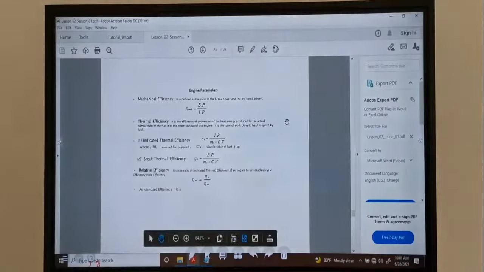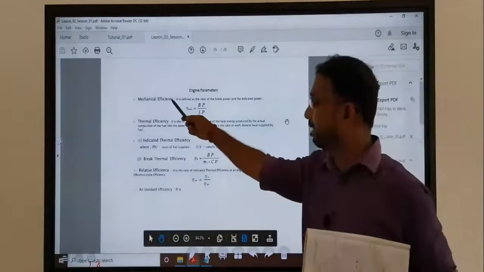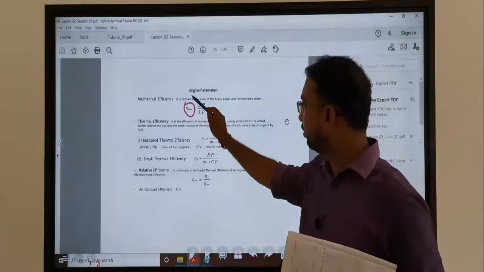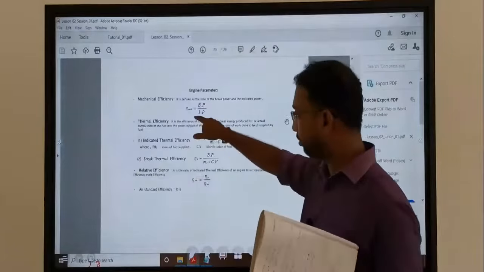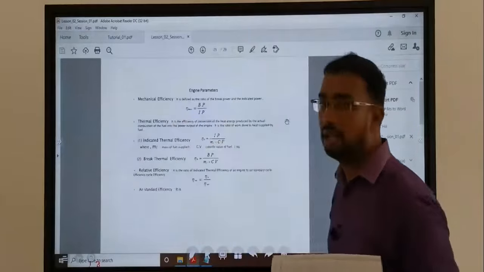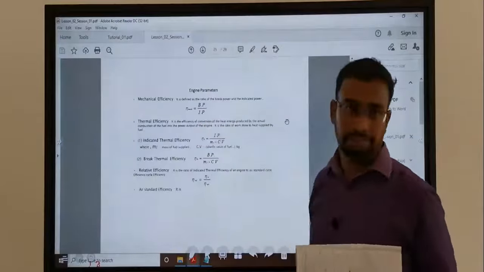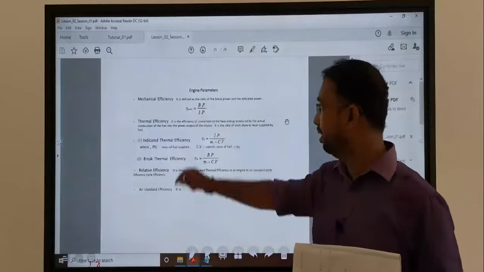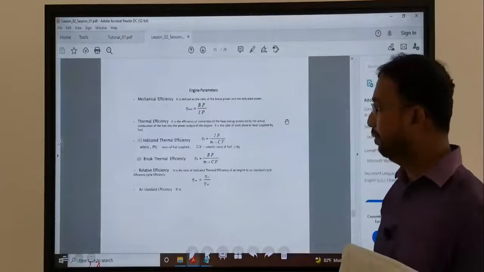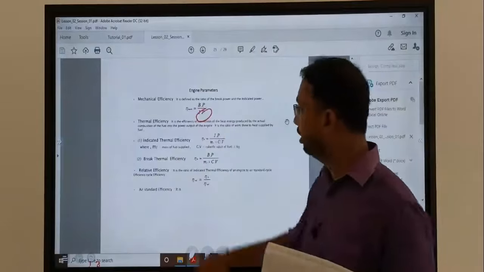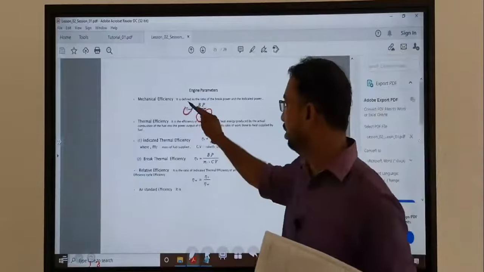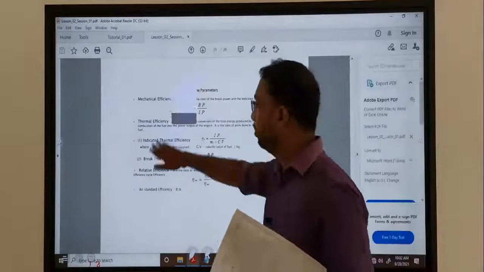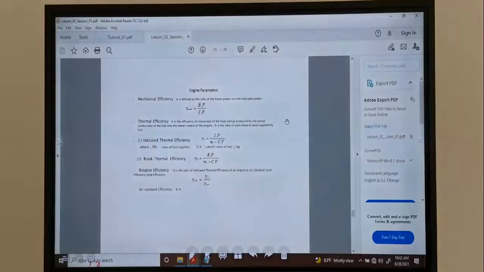Here you can see this is the mechanical efficiency. The mechanical efficiency is equal to IP, the indicated power, over brake power. So brake power is equal to indicated power over mechanical efficiency. We already know the indicated power, and the mechanical efficiency is also given, so we can find the brake power.